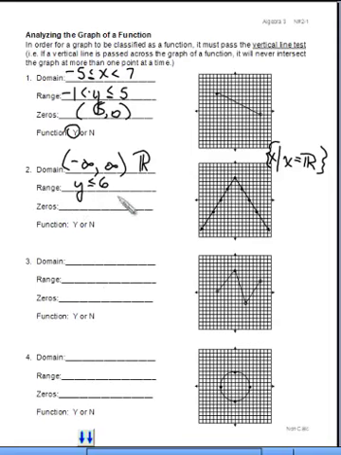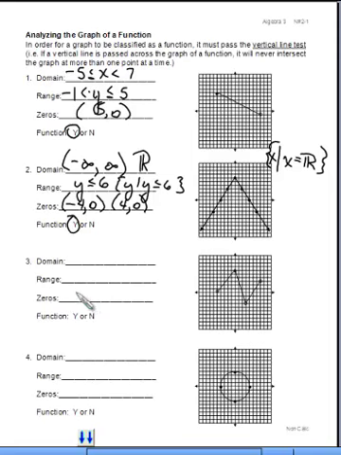Or y such that y is less than or equal to 6. And you could say x is an element of all real. Alright, now zeros. It crosses the x-axis at -4. Remember, your zeros are going to be a point, not just a number, and at 4. Is it a function? Vertical line test? Yes, it's a function.